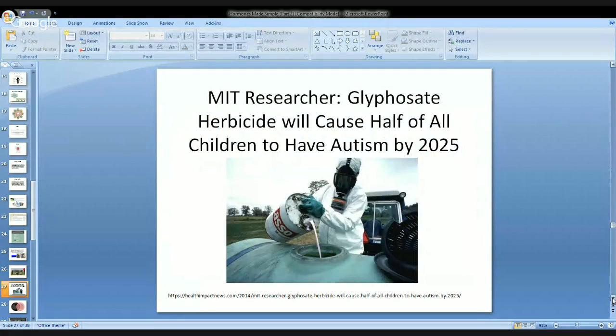An MIT researcher stated that glyphosate herbicide will cause half of all children to have autism by 2025. And that's another link that is fascinating, because a lot of research is on vaccinations, but you never would think that it would be on these GMO foods as well.